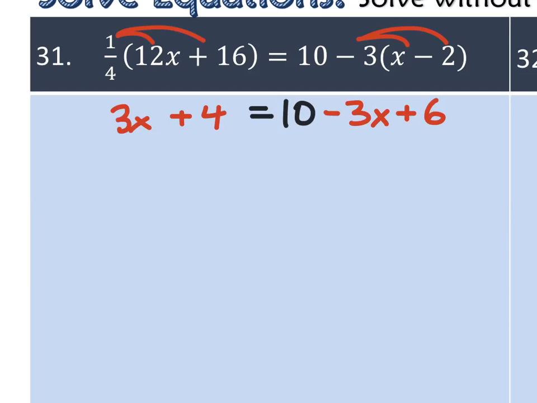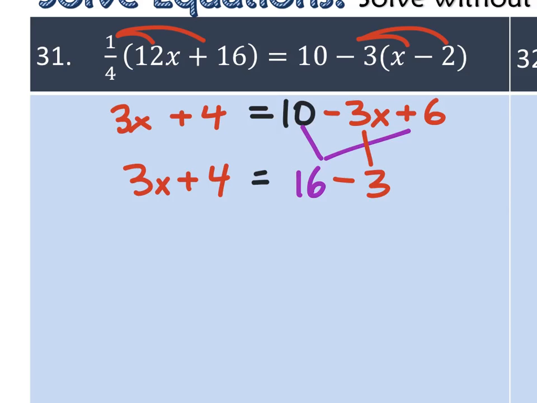So after distribution, I look for any like terms to combine. I've got the 10 and 6 right there, which combine to be 16. So this narrows our equation down just a little bit: 3x plus 4 equals 16 minus 3x. And again, that's a negative 3x term right there, so keep it negative.